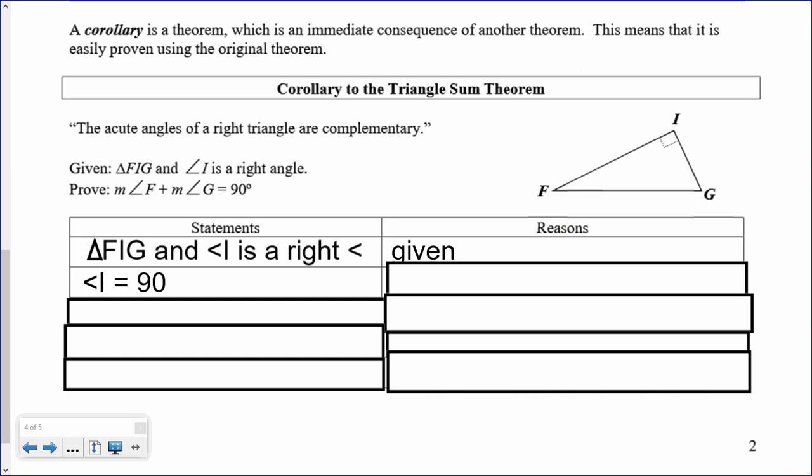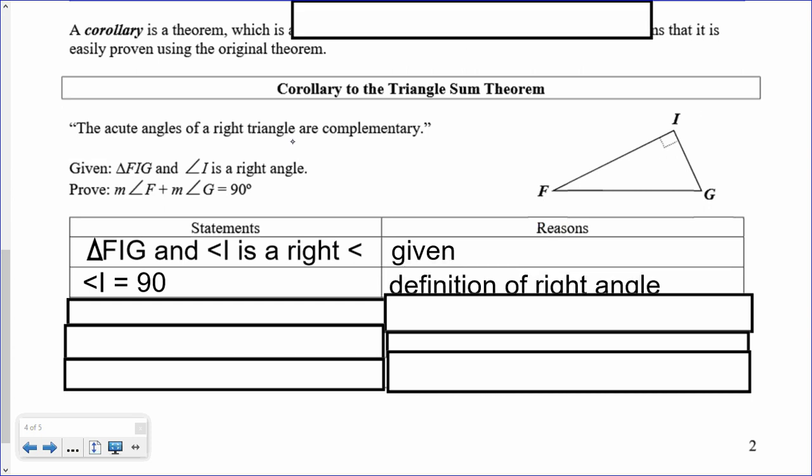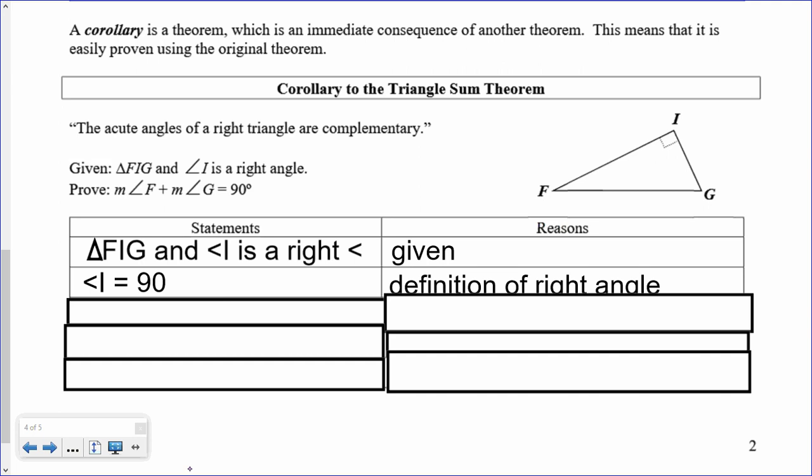Alright. Why? Definition of right angle. I was told I had a right angle. I know what that means. It means it's 90 because it's a right angle. Alright, what else can I conclude? So that's all I can get from the given. I need to now look more at my picture and understand what's going on there to add more.